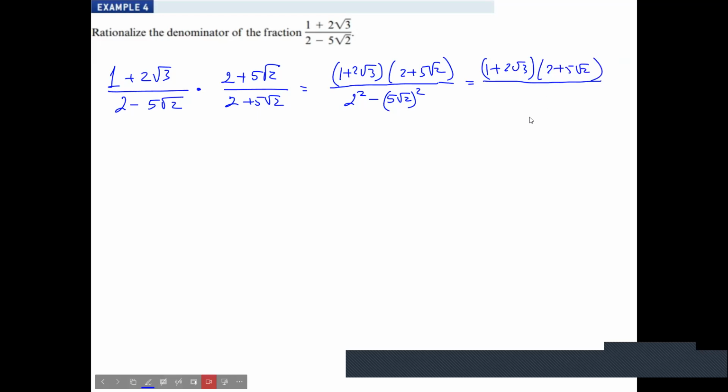It looks better, right? Now here, 5 squared, 25, times 2. So what I have, 50 minus 4, what is it? Minus what, 21? What are you talking about? First you multiply 25 times 2, 50 minus 4 is 46. So as a result you have minus.